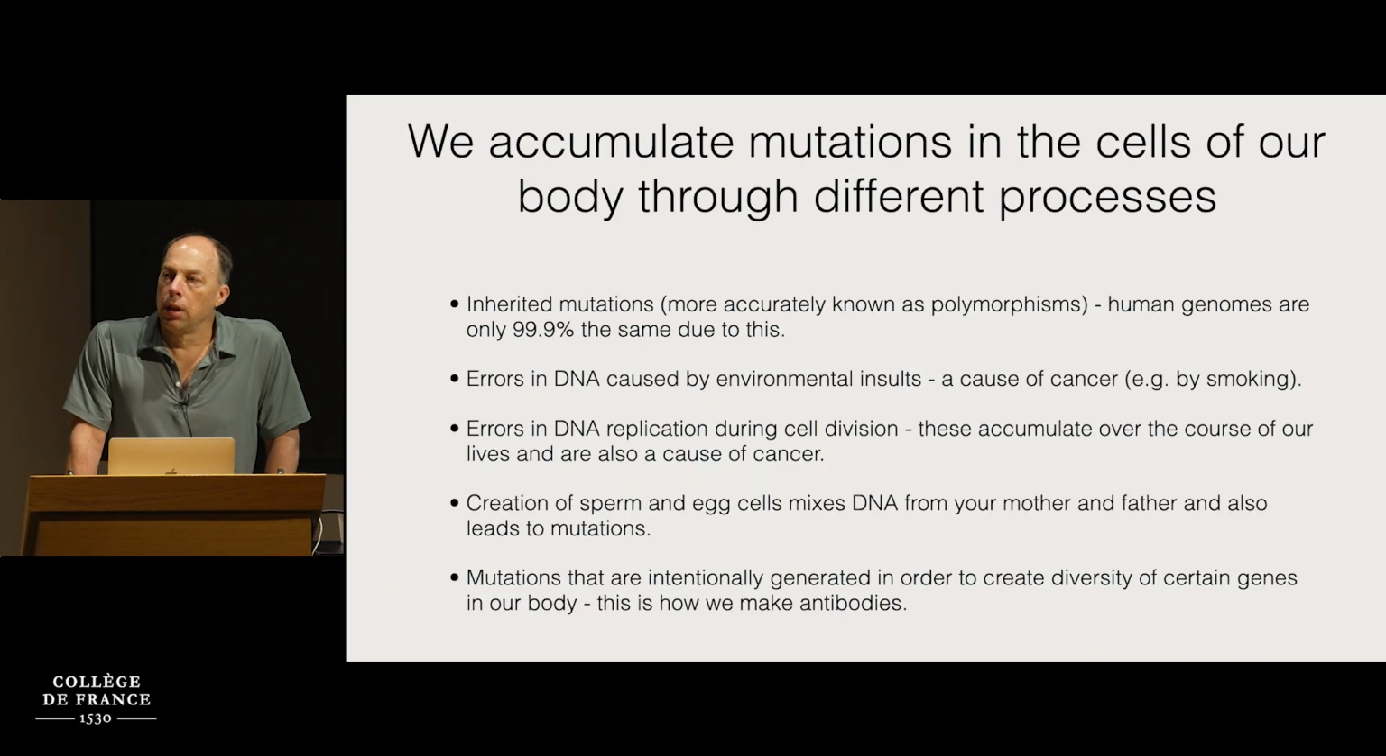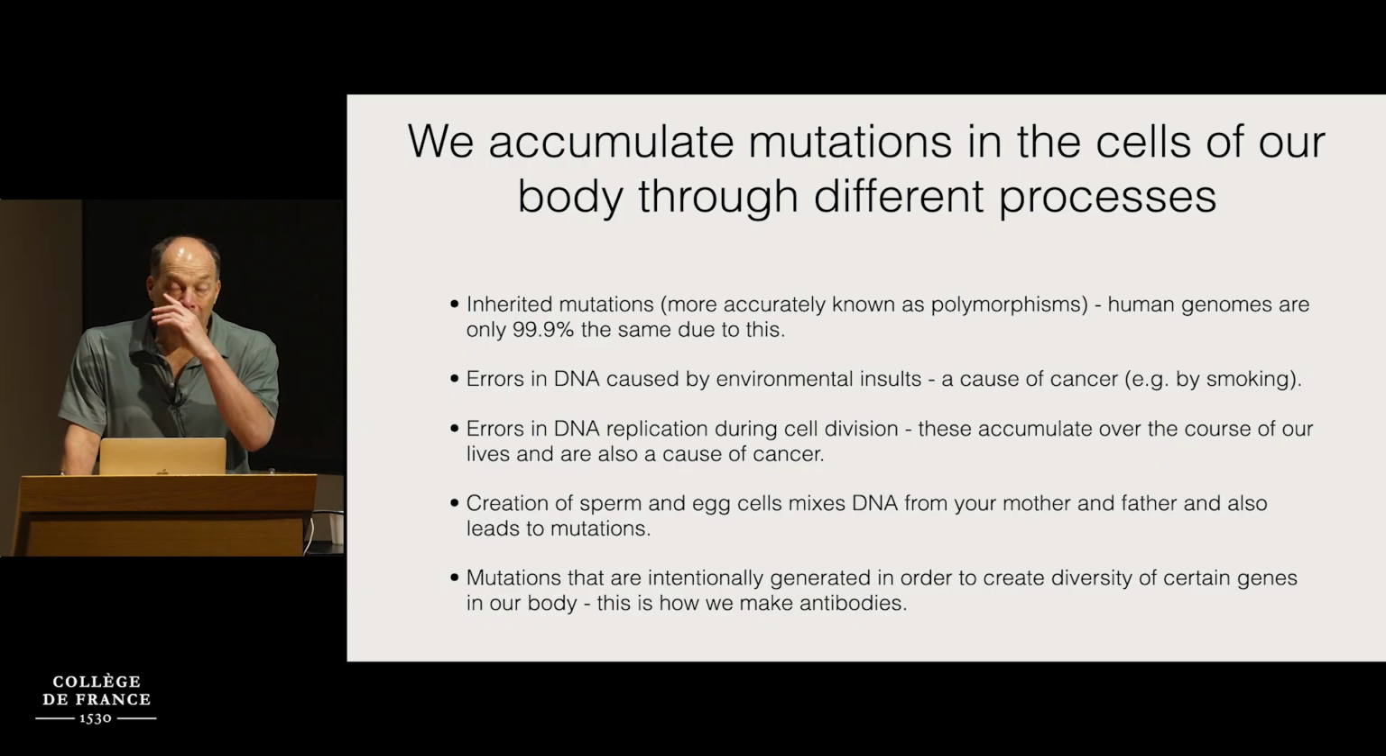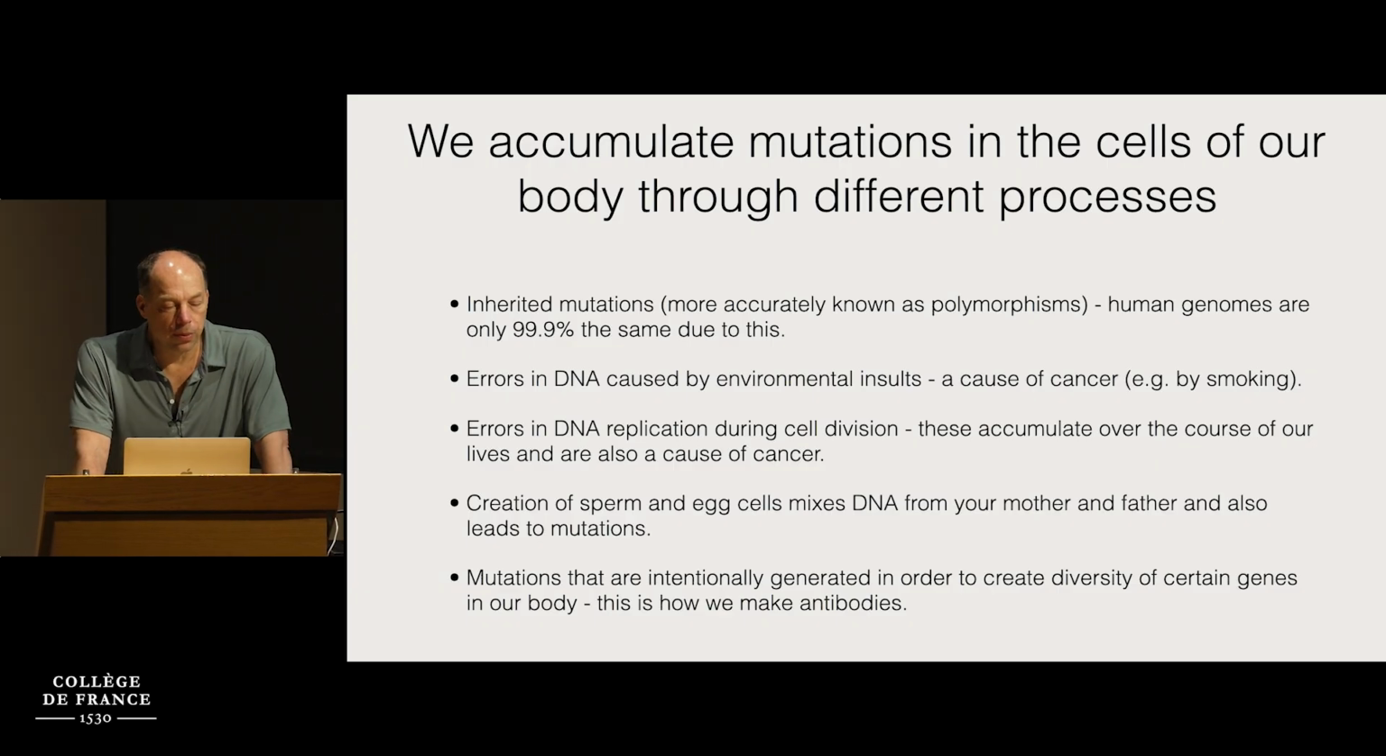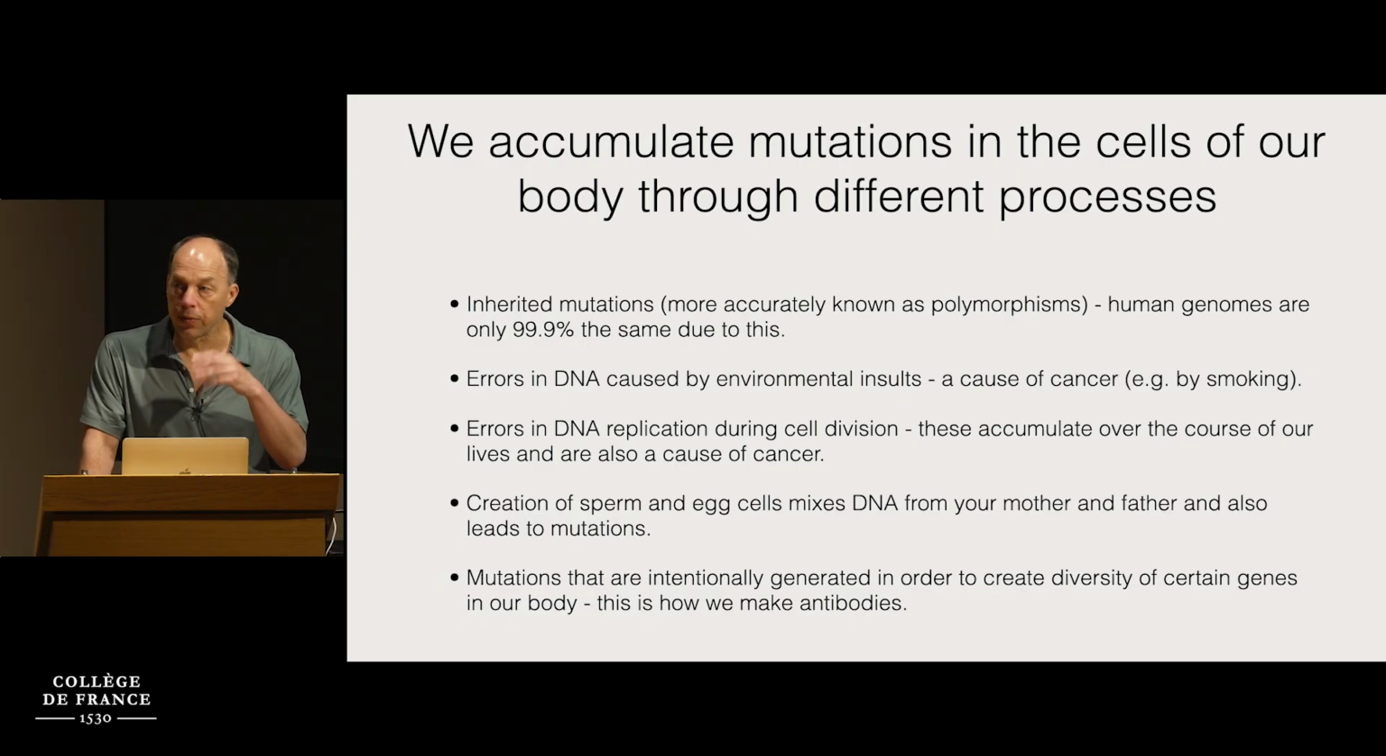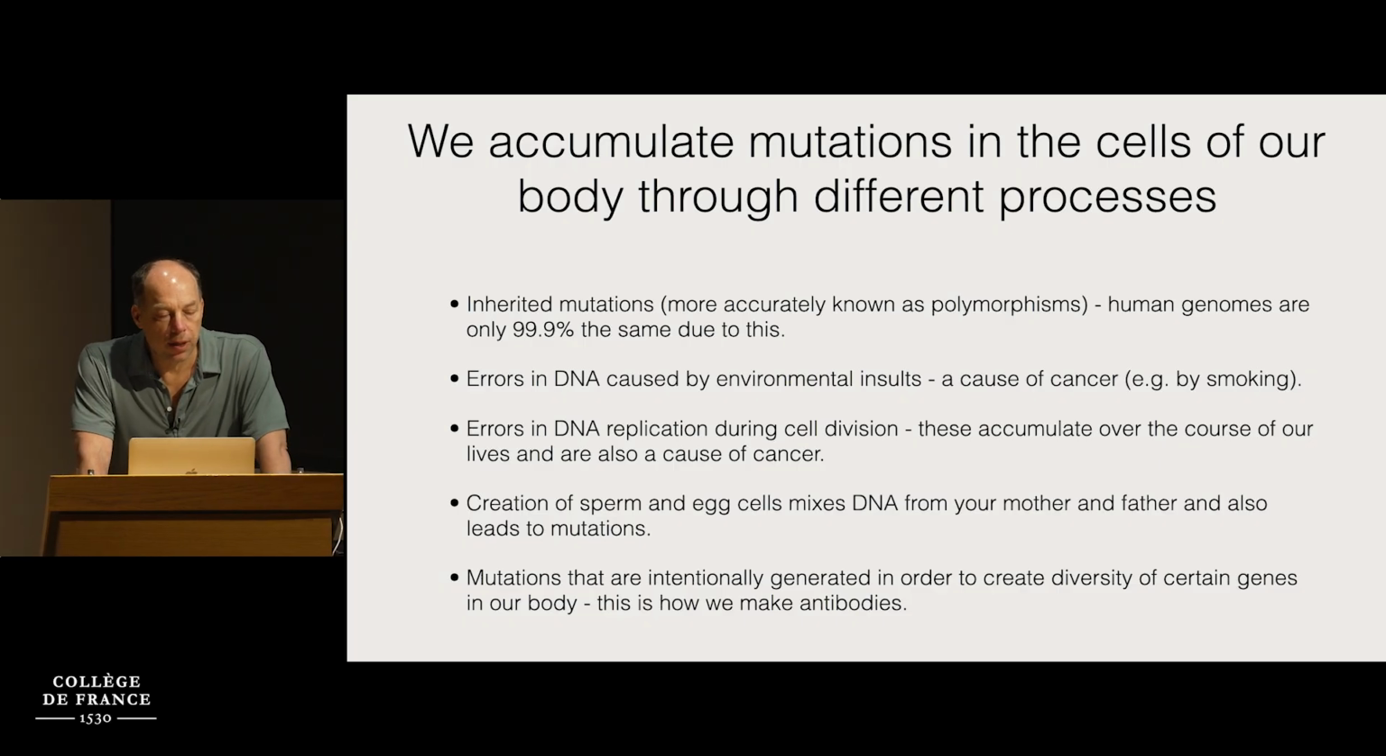And so we don't all have the same genome, all the humans in this room. We're all a little different from each other. We're roughly 99.9% the same, but 1 part in 1,000, 1 letter in 1,000, we're all different. That's what differentiates us as individual human beings. Those inherited mutations, which are more accurately known as polymorphisms, are spread out among all of us.